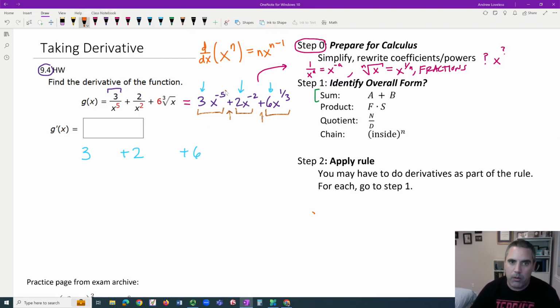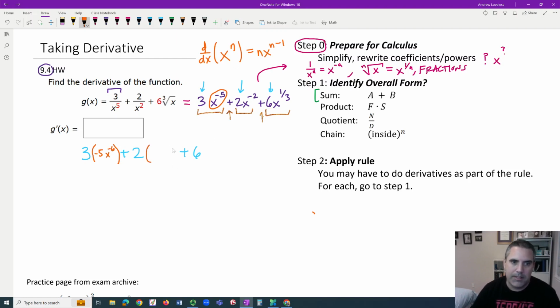Then we do our power rule, and we're going to do it 3 times. Once for this one, and so right here, and I like to put parentheses here so I don't get mixed up in my numbers, but I'm going to write minus 5x to the minus 6. I subtracted 1 from the power.